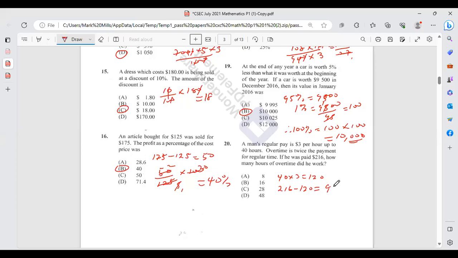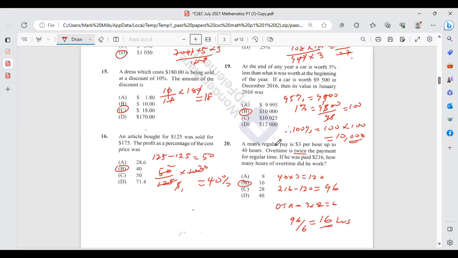96. Now, that overtime is paid twice. What is twice? Two times. Overtime rate would have been 3 times 2, which gives me $6. So you want to find how many hours you worked for the $96. So it'd be 96 divided by 6, which gives me 16 hours. So it is 16 hours overtime.